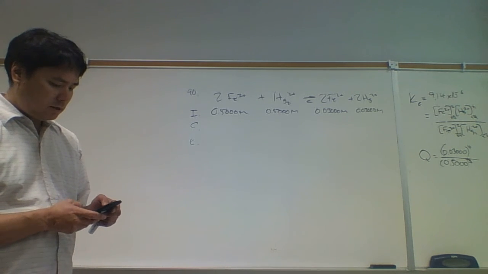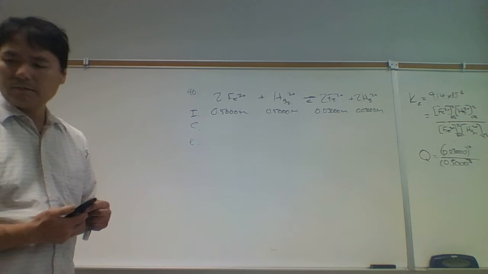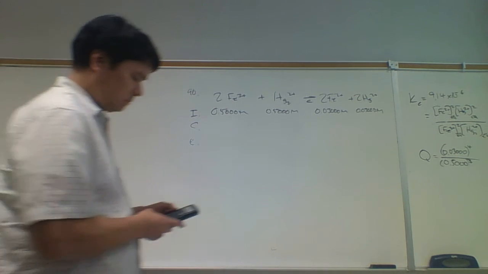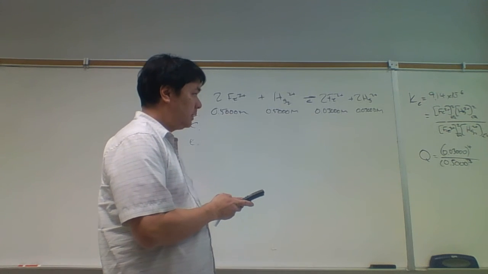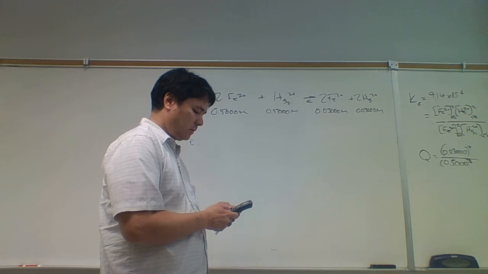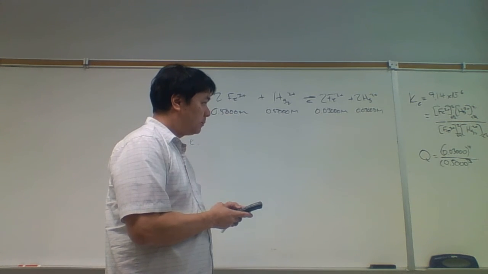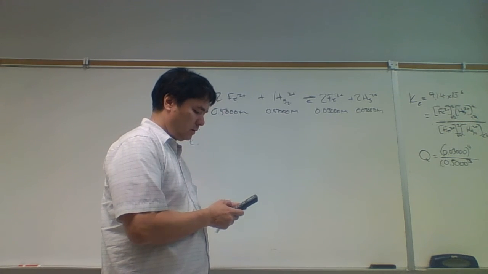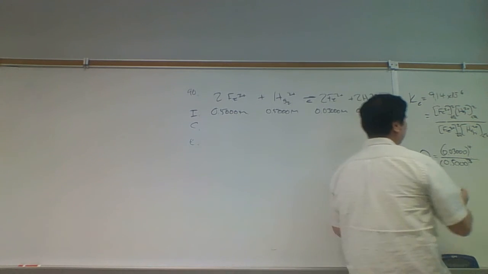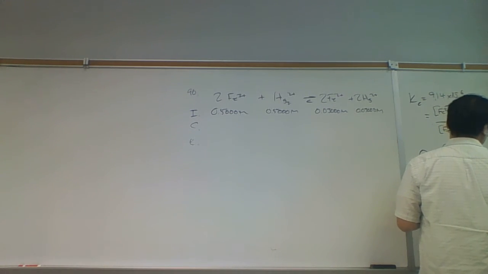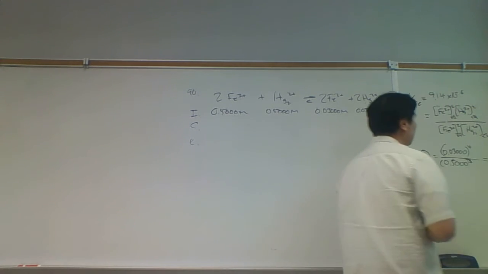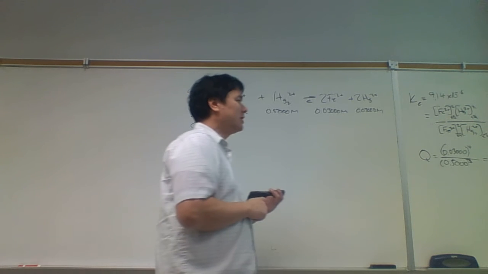And so let's go ahead and calculate that. Oops, I have my calculator here. 0.03 to the fourth divided by 0.5 cubed. That's 6.480 times 10 to the minus 6. Actually, it's not that far off.